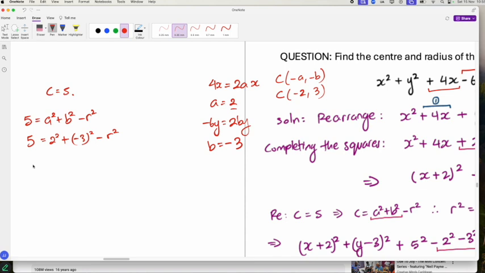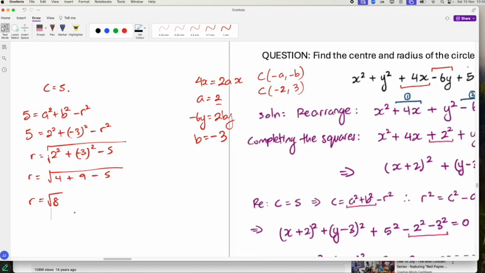So r is going to be what? I'll throw across the r and I'll throw across that. So it'll be 2 squared plus negative 3 squared minus 5, and the square root of all of that. r is going to be the square root of 2 2s are 4 plus 3 3s are 9 minus 5. 9 minus 5 is 4, so r is the square root of 8. And we can leave it like that.